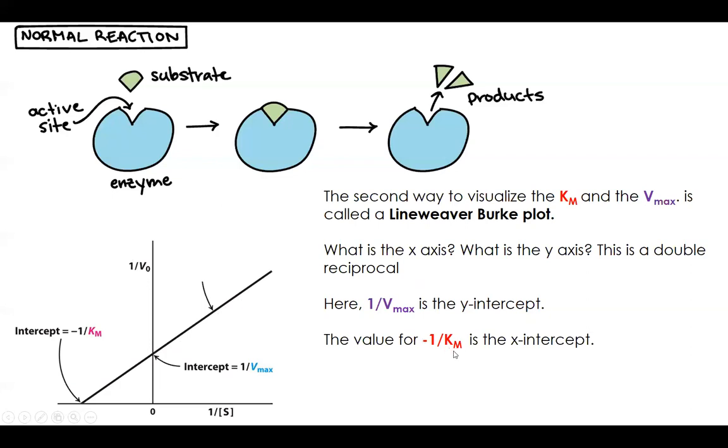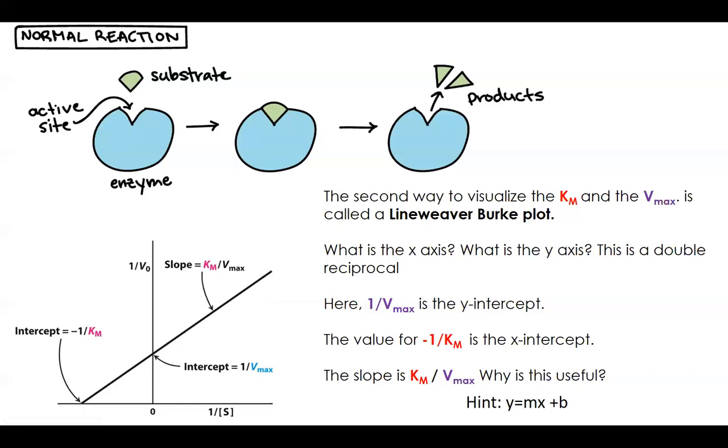There's even another way to get that Km value, and that's by looking at the slope. The slope is actually Km over Vmax. So now we know the slope. If we know the Vmax and the slope, we can calculate the Km. So this is kind of nice.